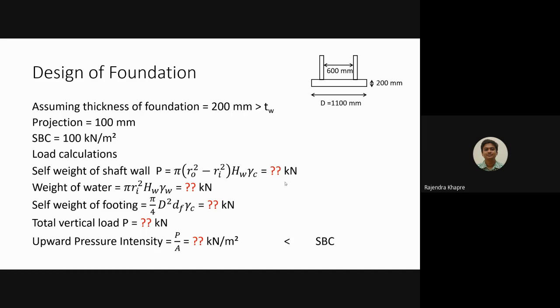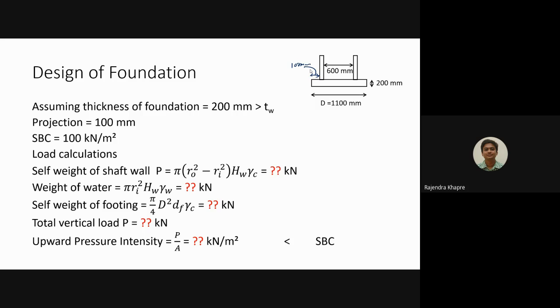This also we have seen in the design of GSR. So since the thickness of the wall is 150 mm, we are going for the thickness of the foundation as 200 millimeters. This is what we are assuming, right? Apart from this, we are assuming the projection. I'm talking about this projection. I'm assuming this as 100 mm, 4-inch standard, right?